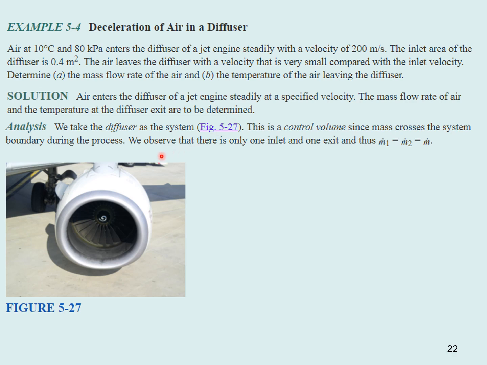Here we take the diffuser as our system, and since there's only one inlet and one outlet, a certain mass comes in, a certain amount comes out. So instead of talking about m1 and m2, they're both equal. So we'll just set it equal to m dot.